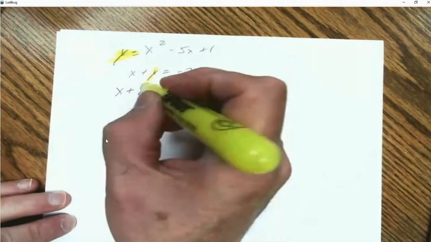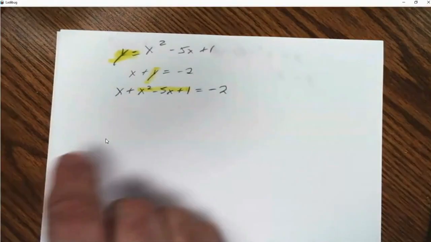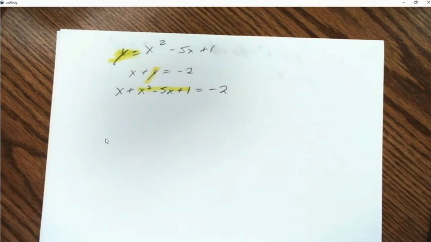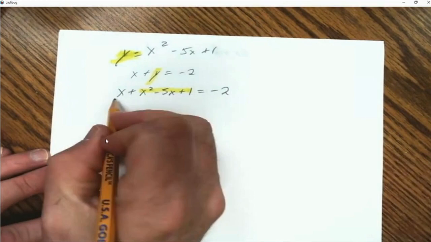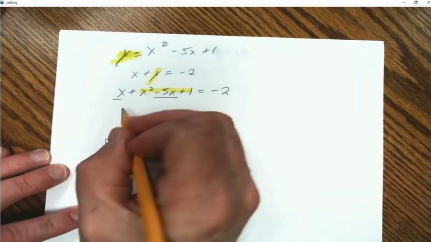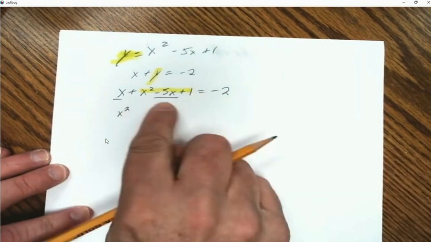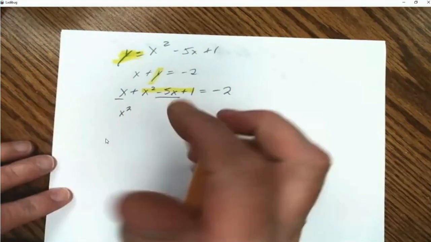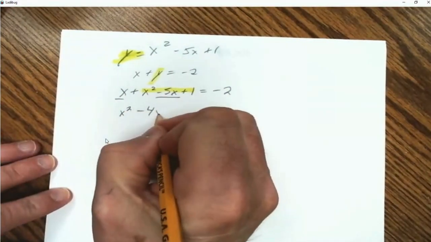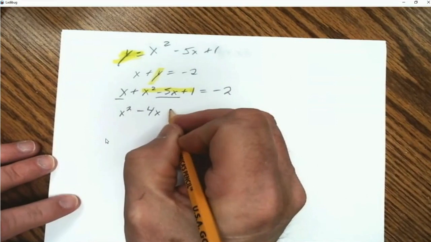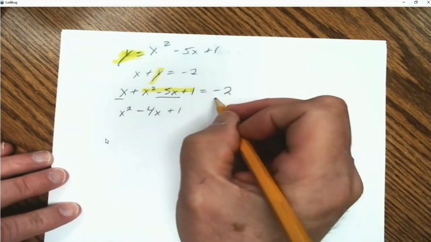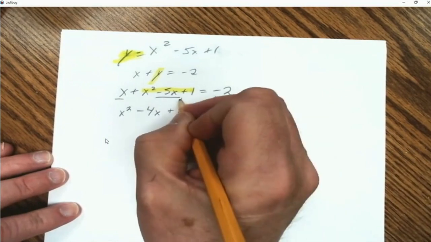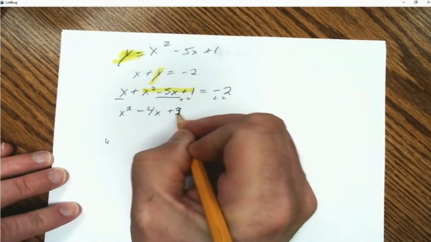All right, see what we did? We took what y was. This is what y equaled, so we substituted it into that equation for y. Now let's just solve this for x. So we have an x and a -5x. Those can be combined. So let's put the x squared up front. x squared minus 4x plus 1 equals -2. Let's move the 2 over here. So let's make this a plus 3 equals 0.